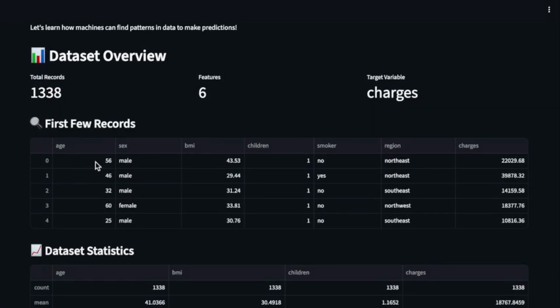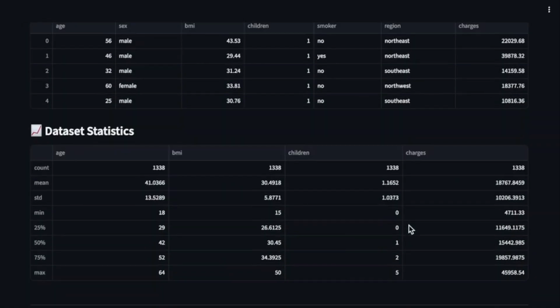So age, gender, body mass index, BMI, number of children that they have, whether they're a smoker or not, the region of the country they live in, and then the target, which is what we're trying to predict. This is a regression problem: what are their insurance charges for the year. So this is what we're going to try to do. And we can look at the basic statistics of this data set.